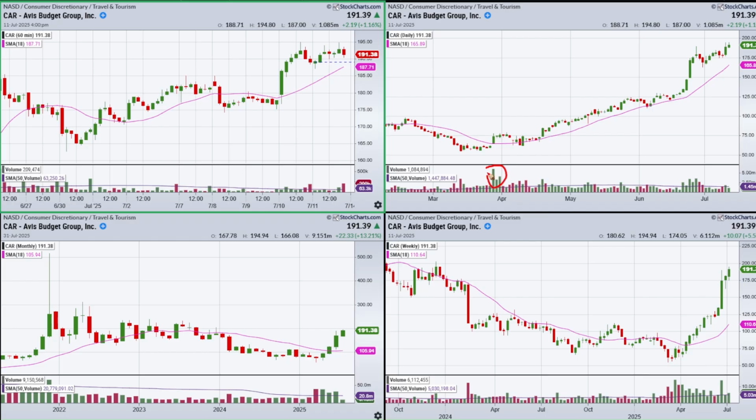All right, notice the volume pattern too. Good volume to the upside, and then had good volume here on this big green bar. So we want to see stuff like that, but we also want to notice that we have a move above right at the rising 18 on this time frame.